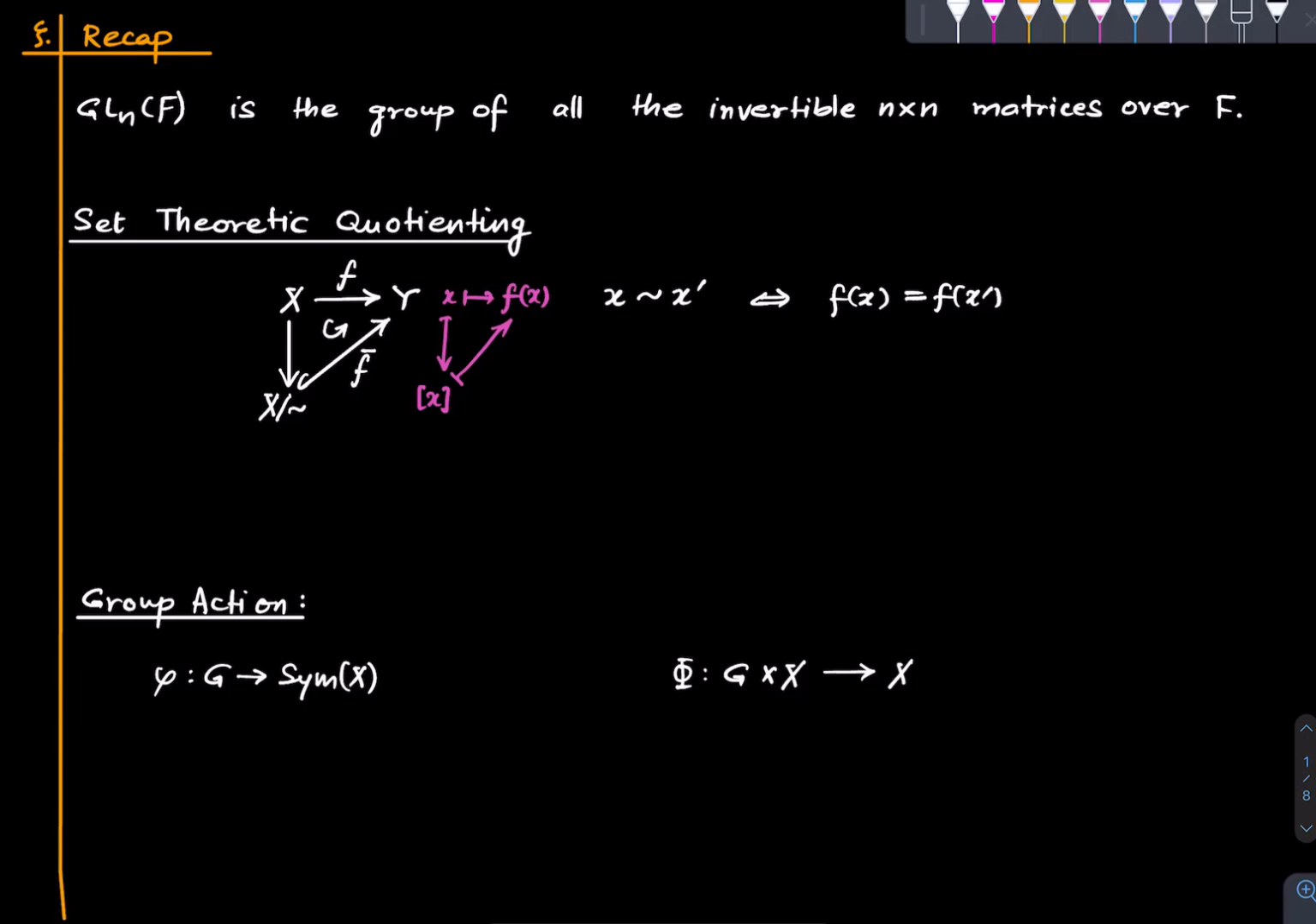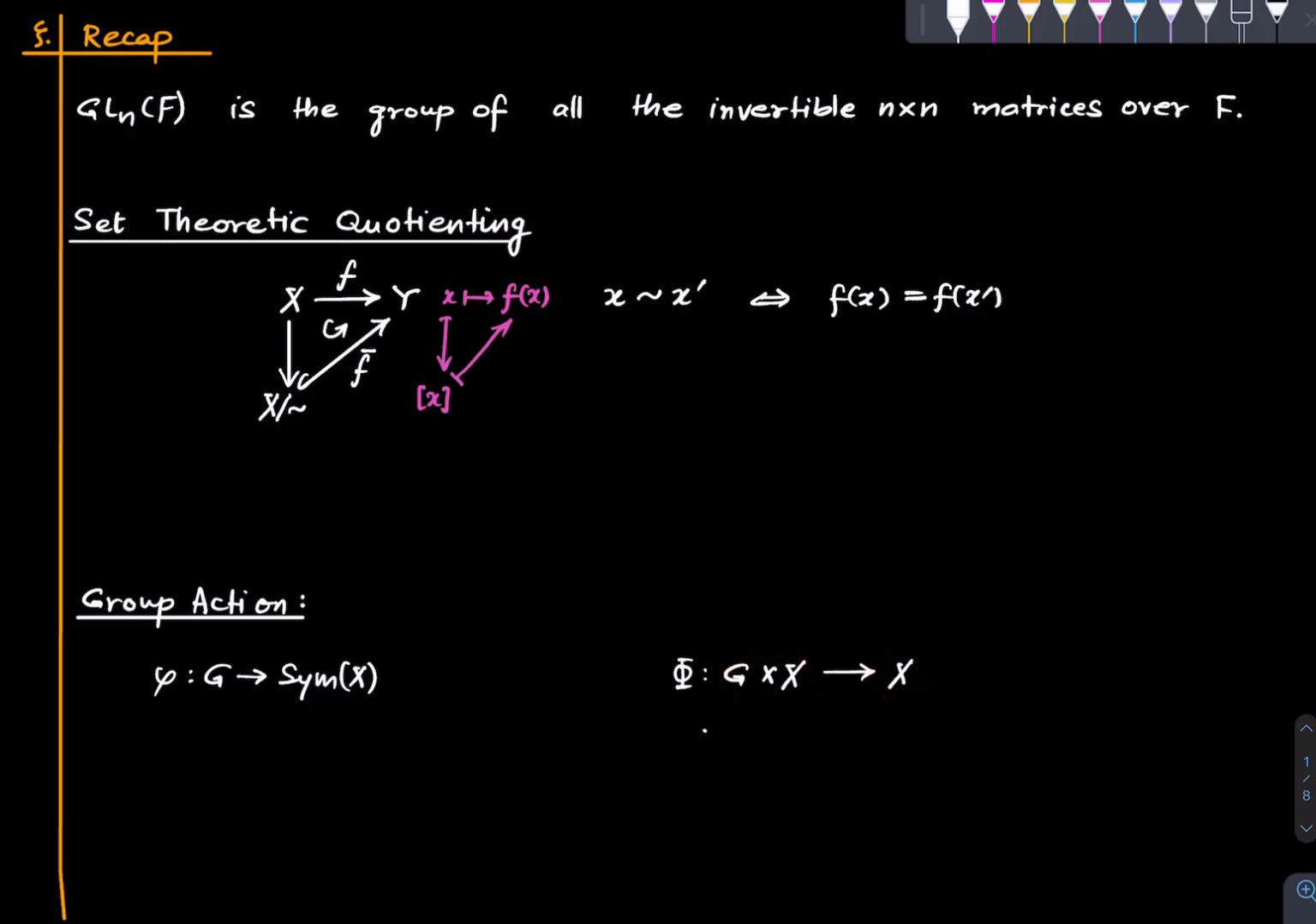Okay. And then we saw the notion of group actions. So we saw two perspectives. The first one was we have a group G and we have a set X. An action of G on X is a homomorphism from G to the permutation group on X. Alternatively, an action can also be defined as a map from G cross X to X, which satisfies two properties.